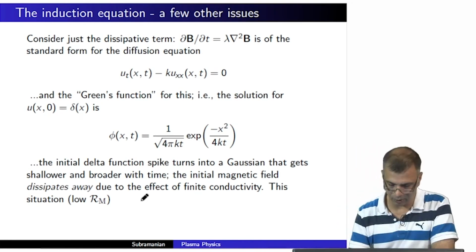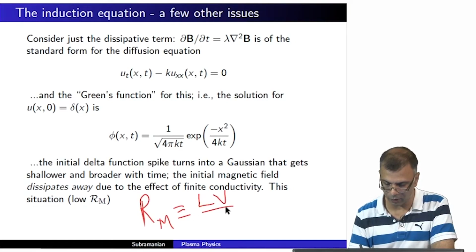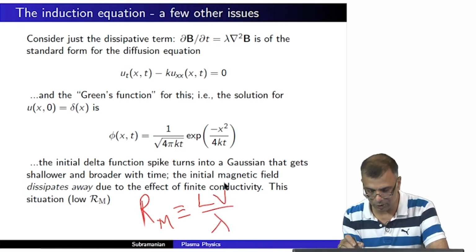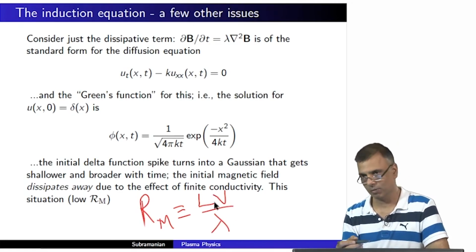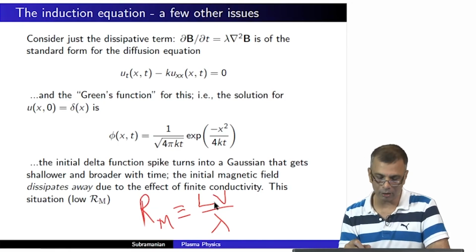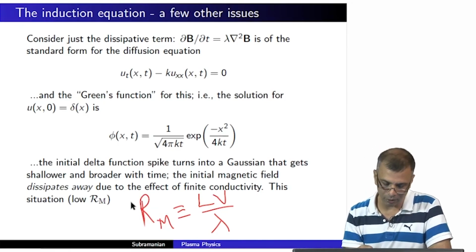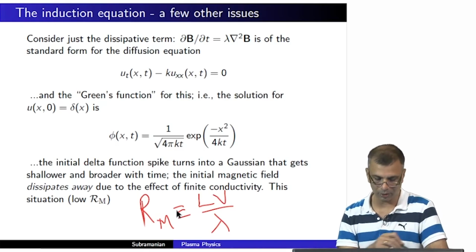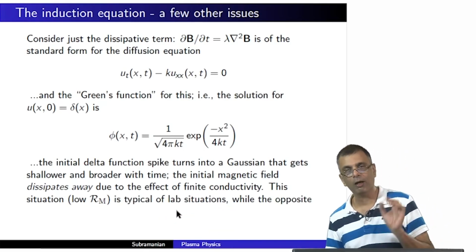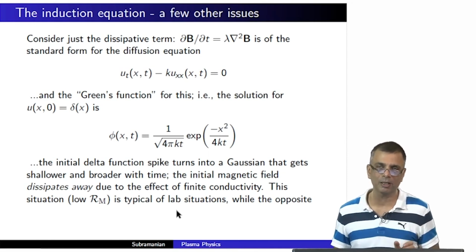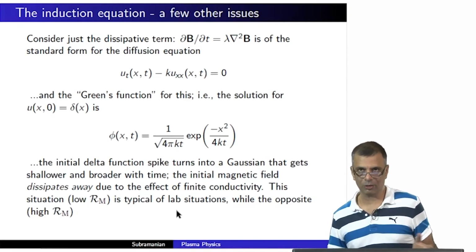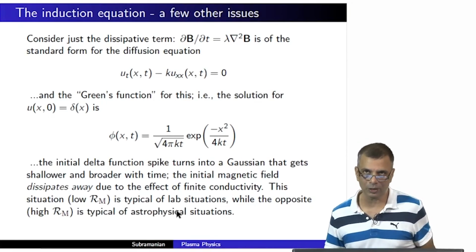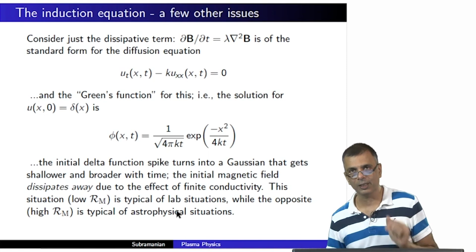You remember the magnetic Reynolds number was defined as LV over lambda. When the conductivity is finite, lambda is large, and therefore the magnetic Reynolds number is low. This situation is typical of lab situations. Low magnetic Reynolds numbers are typically found in lab plasmas, whereas high Reynolds number situations are typical of astrophysical situations. In astrophysics, we typically deal with high magnetic Reynolds numbers.